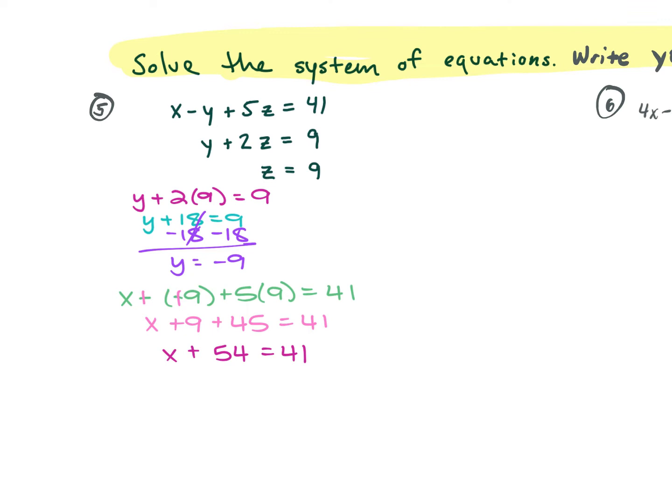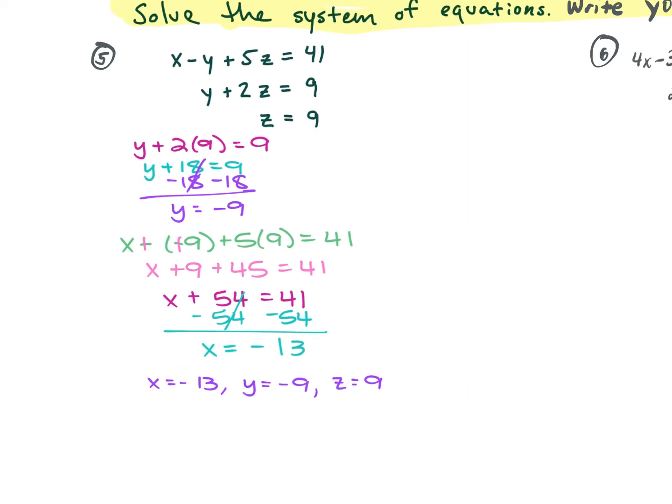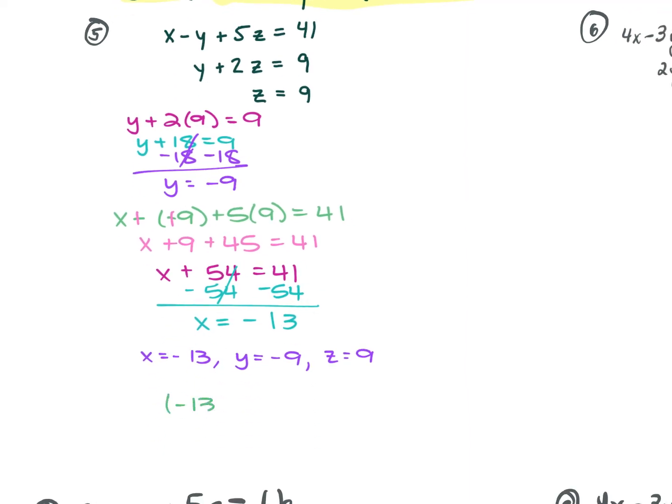Move your 54 over. This gives you x is equal to a negative... that 1 turns into 11. Oops, sorry. The 4 minus 1 is 3. 5 minus 4 is 1. So it's a negative 13. So if your x is negative 13, your y is negative 9, and your z is 9, this gives you the ordered triple of negative 13, negative 9, 9.